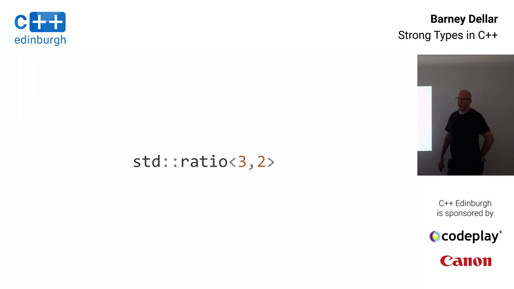And the standard template library offers us a nice mechanism for doing this, and for describing ratios between things, which is std::ratio. This represents a ratio of 3:2.